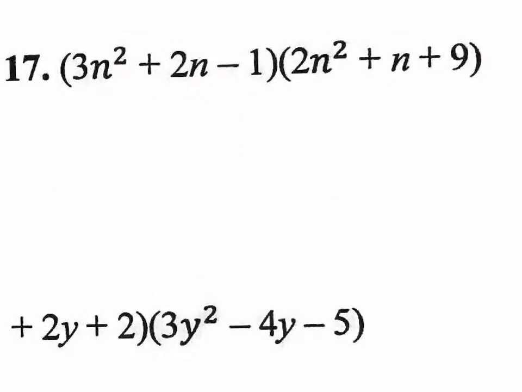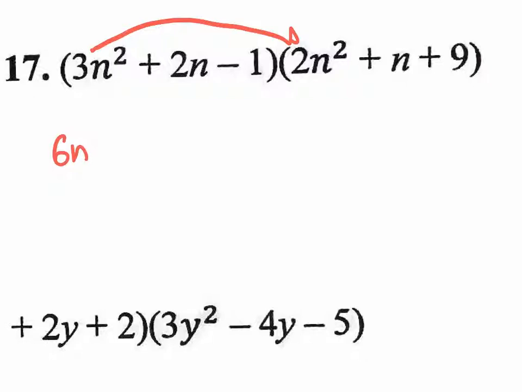17, look at that. That's stinking nuts. That one's going to be ugly, but beautiful at the same time. Let's distribute one term at a time. I'm going to distribute the 3n squared. 3n squared times 2n. What do I get?